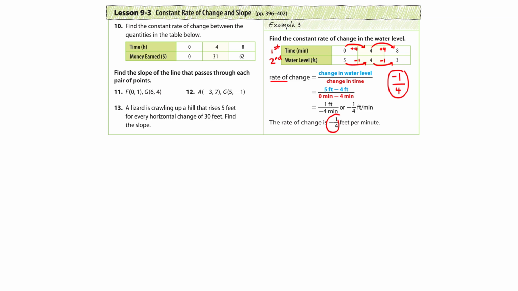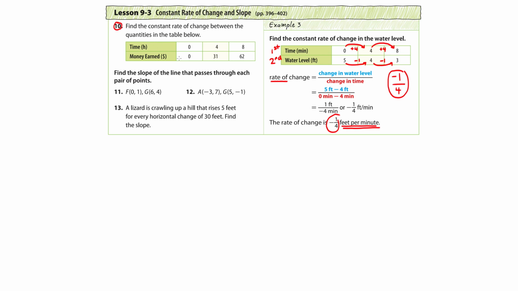But since this actually has meaning in this table, feet and minutes, this is a measure of how quickly things are changing. The water level is changing. It's going down 1/4 of a foot, 3 inches. It's going down 1/4 of a foot every minute, per minute. Each minute it's going down 1/4 of a foot. So if there are labels and meaning to these numbers, then you can put that sort of a label on your result there. So let's take a look at number 10 here.